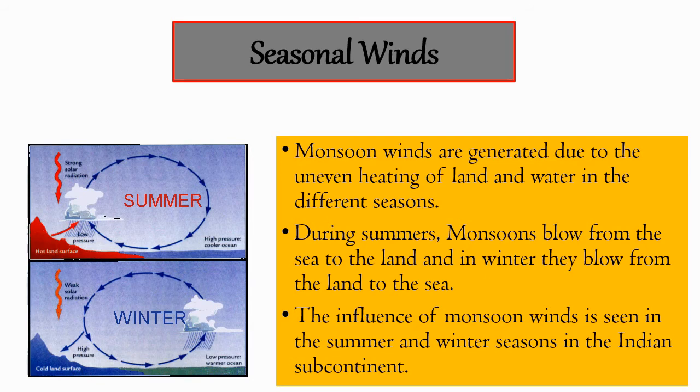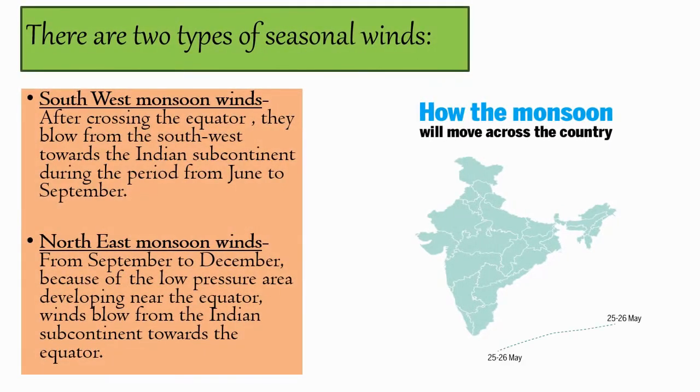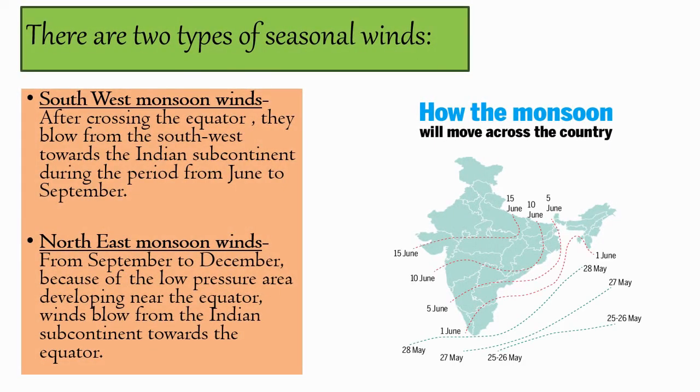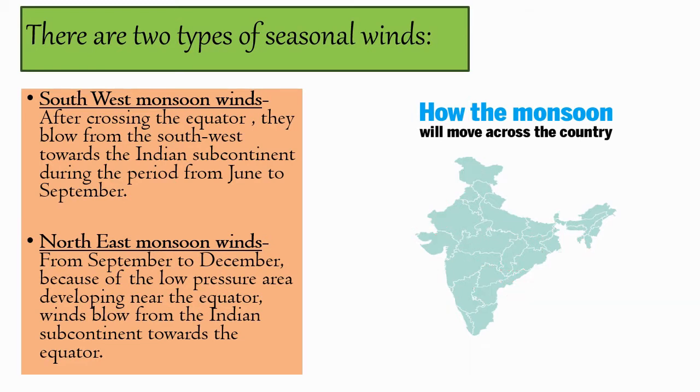Students, the driving force shaping monsoons is the difference in the heating of land and water surfaces, which results in land-ocean pressure differences. The influence of monsoon winds is seen in the summer and winter seasons in the Indian subcontinent. Most of the precipitation in the Indian subcontinent is the effect of monsoon winds.